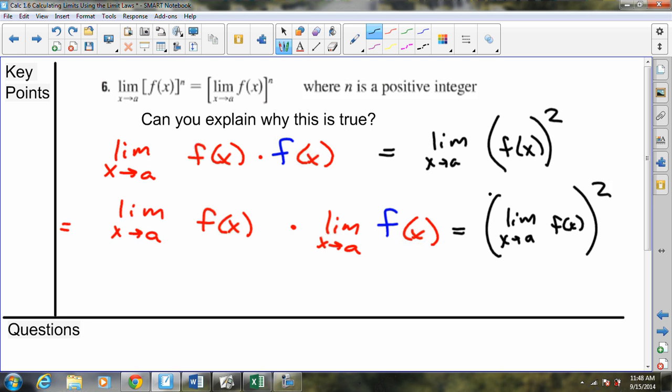You see it? Now what if we then took those same pieces and said, multiply by another f of x? Then it becomes a cube, which would give us another times a limit, which becomes a cube. And if we did it to a fourth power, a fifth power.